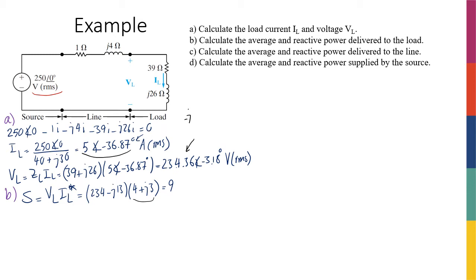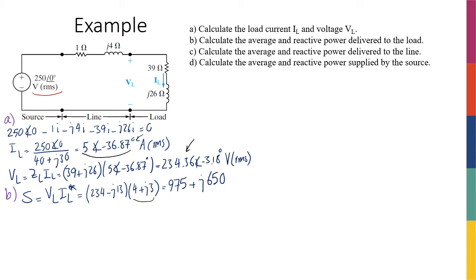So that's something I wanted to make sure that you guys know. So now, if you do the math, you're going to get 975 plus J650. And you have to have it in the rectangular format. Even if you do the math in polar, you have to, at the end, convert it to rectangular.